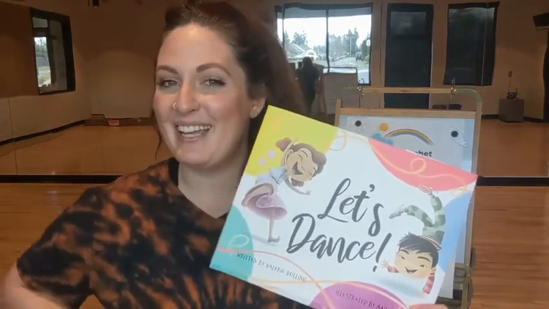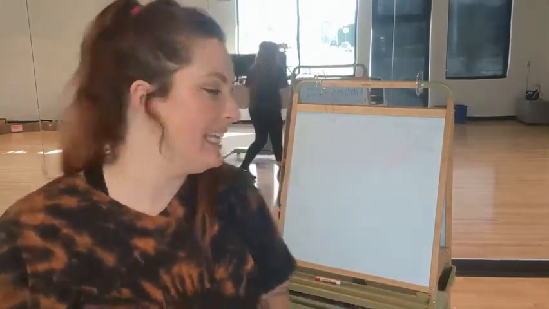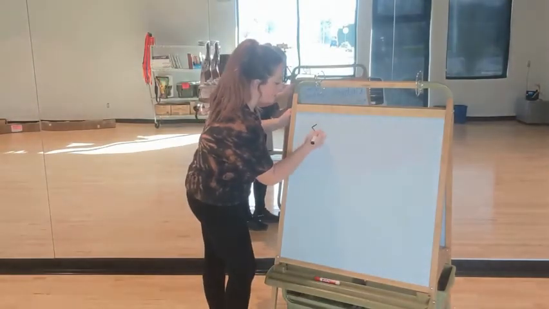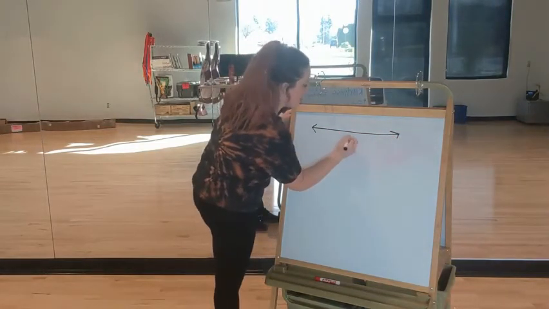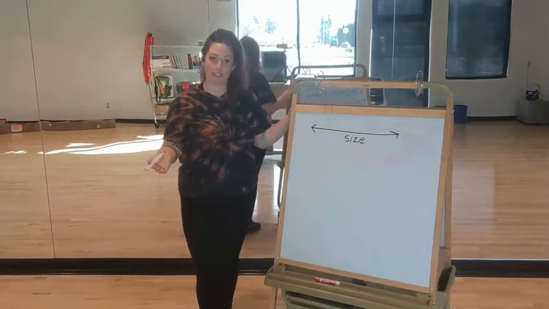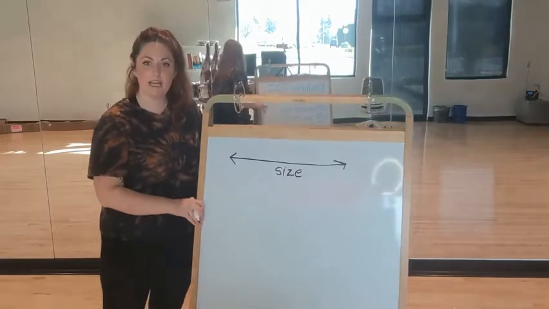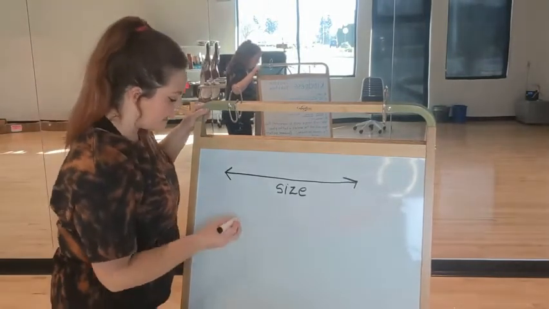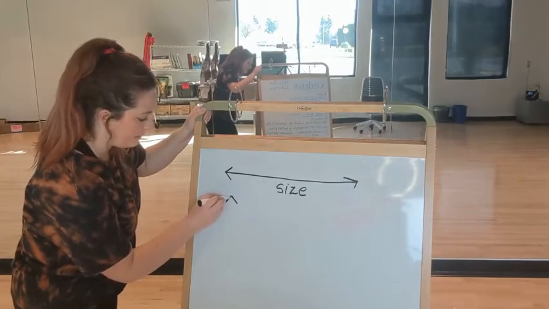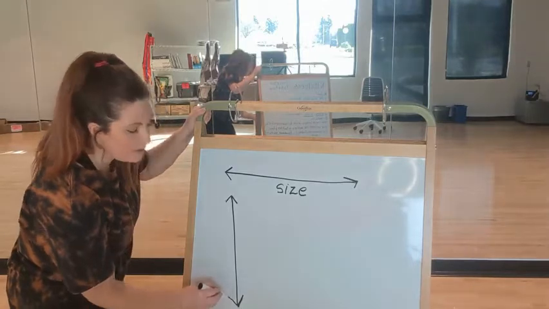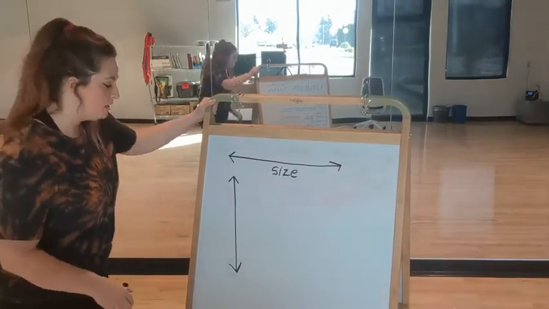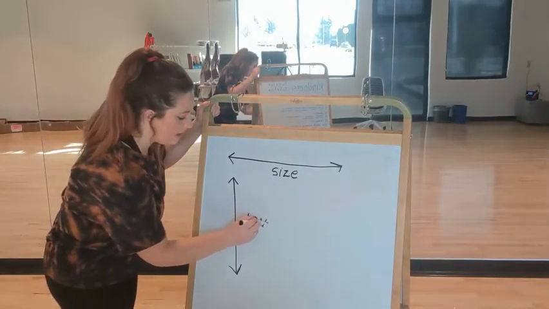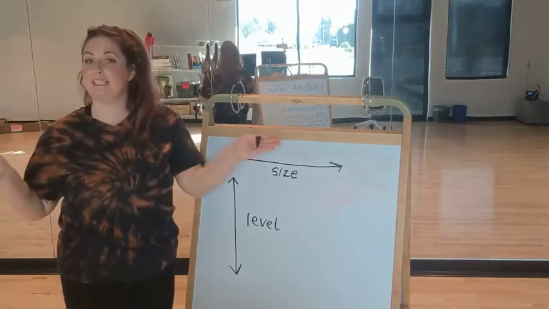Now let's get started with learning and talking about our game. The first thing I want to point out is the difference between size and level, because I think that'll be really helpful when you're trying to remember which is which. When we talk about size for body shape, we're talking about how wide a person is stretching their body. Size refers to how wide you're stretching your body out. And level is how high from the ground you are. So level is going up and down, and size is going side to side.